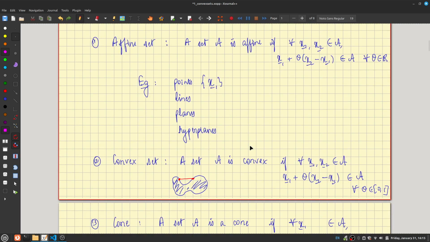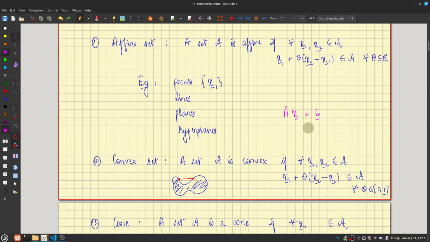Right. So in general, an affine set is some kind of a hyperplane, correct? I'm using the word hyperplane in a very loose sense, but essentially every affine set can be represented as the solution to some system of linear equations, right? The set of all x such that Ax is equal to b.